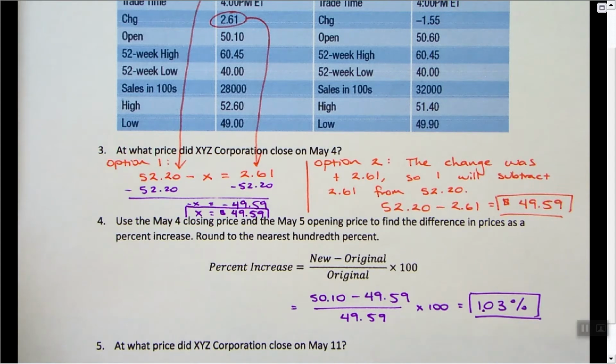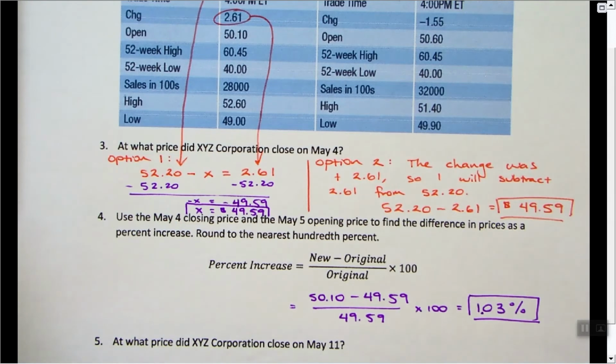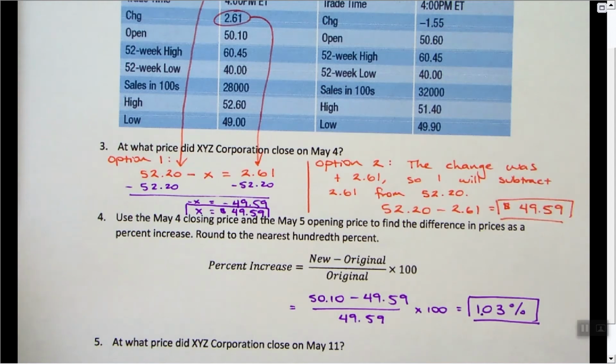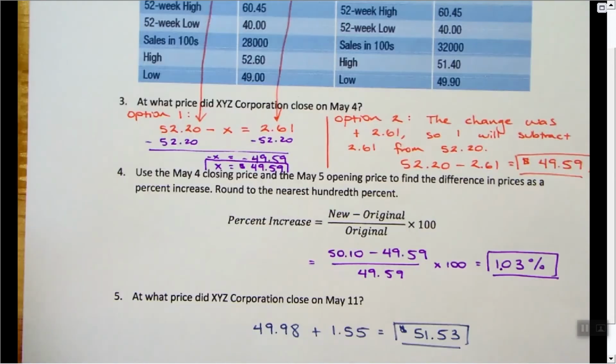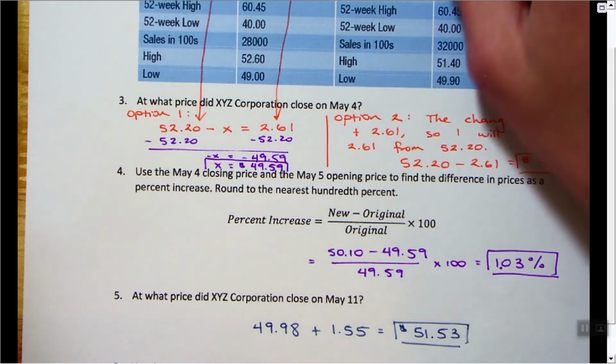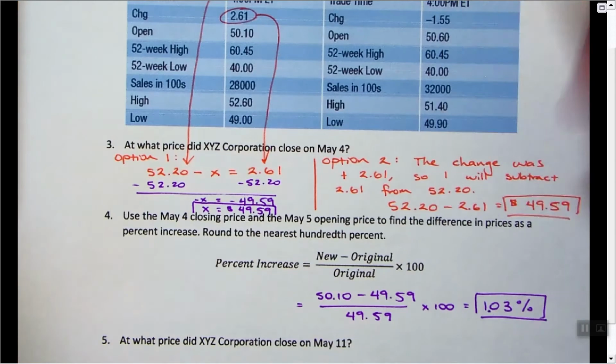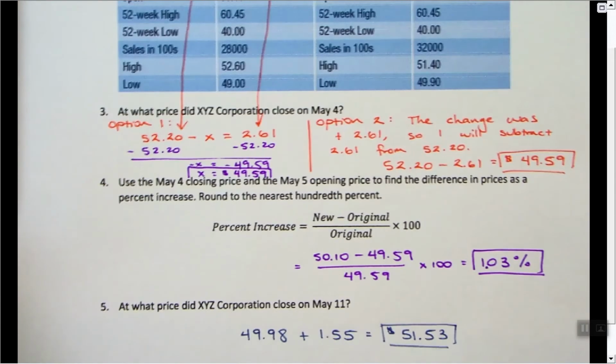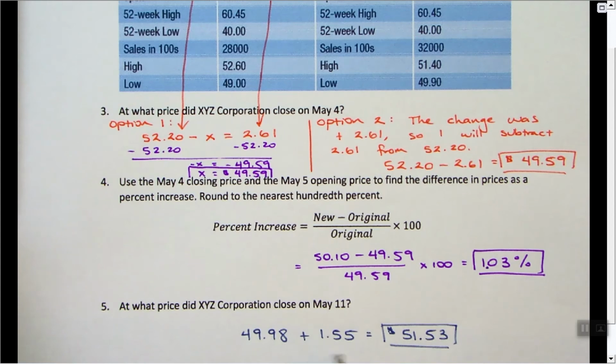Okay, so either way that you do it, option 1 or option 2 for number 5, you have to deal with the previous closing price of $49.58 and then doing an opposite. So in this problem, it was a minus 1.55. So we did an opposite because we're going backwards in time. And we got plus 1.55. And so that sum is 51.53. That's the closing price on May 11th.